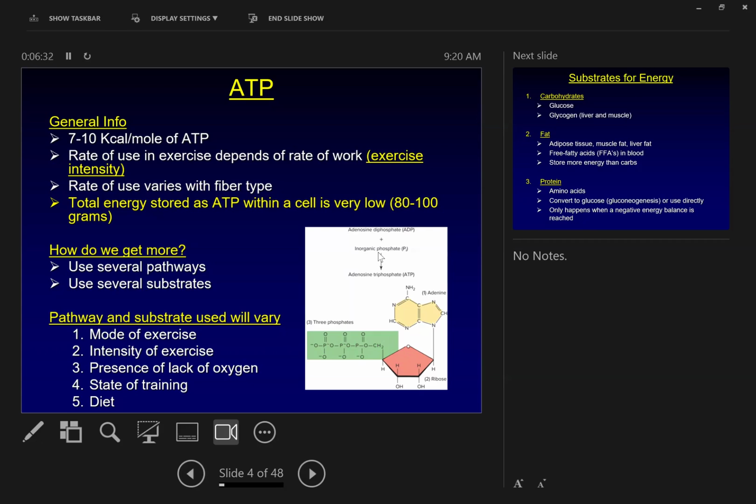And so, as I said, ATP is stored in the cells in very low amounts. We replenish it using our pathways that we're going to learn about. And this is the part that is so nuanced and that makes this difficult. We use all the pathways all the time, but the pathway that predominates. What does something mean when it predominates? Anybody know?